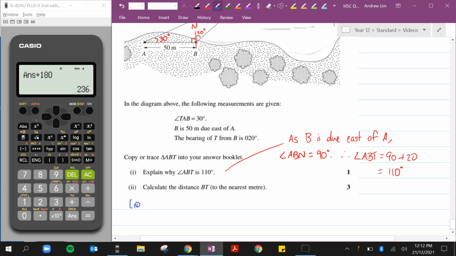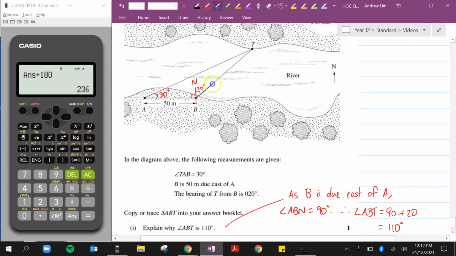Last one. Long video. Calculate the distance BT to the nearest meter. We want to work out this length here. Let's see, what can we do with this one? Well, because I know that this angle here is 110, I might put that in. That's 110 degrees. Which means that this angle here has to be 180 minus 110 minus 30. So that's 40 degrees.